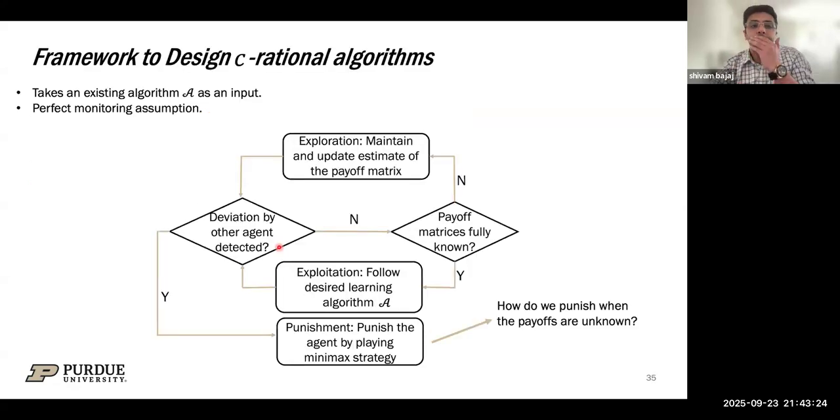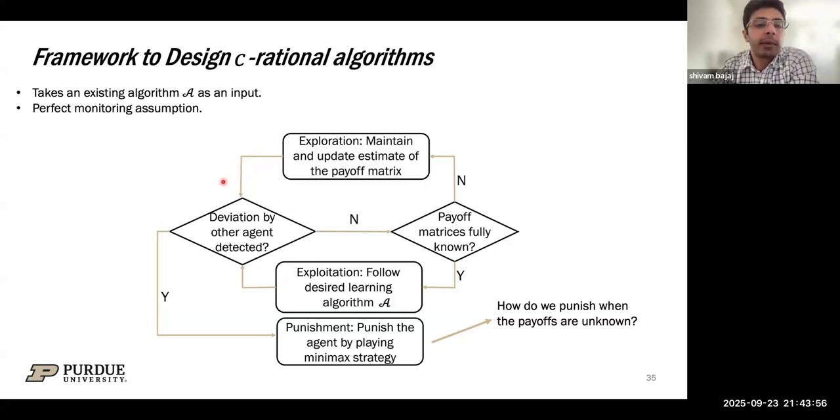Okay. So here's the framework that we propose in our work. Our framework requires an existing algorithm A as an input. This A can be fictitious play or regret matching or any other algorithm that exists out there. The agents start in an exploration phase where the idea is that the agents will maintain and update the estimate of the payoff matrix of the other agent. Recall that I consider that the agents do not know the payoffs of the other agent. So that's why they start in the exploration phase.